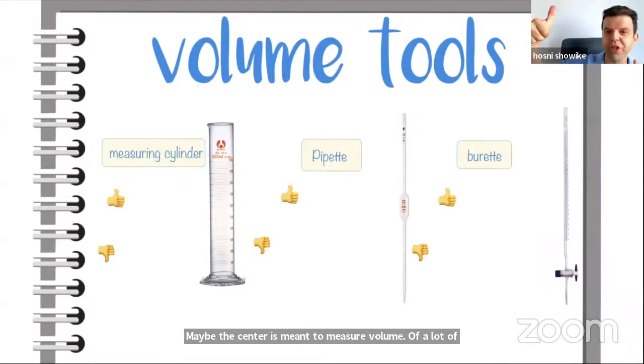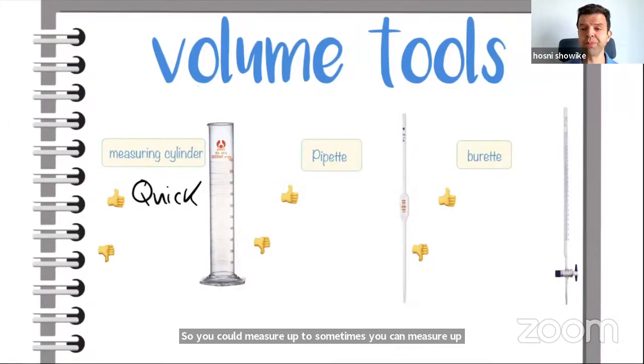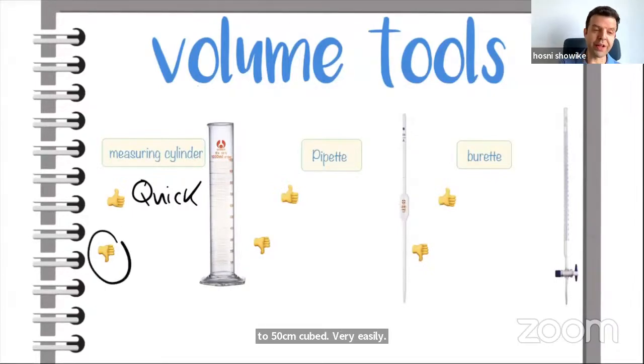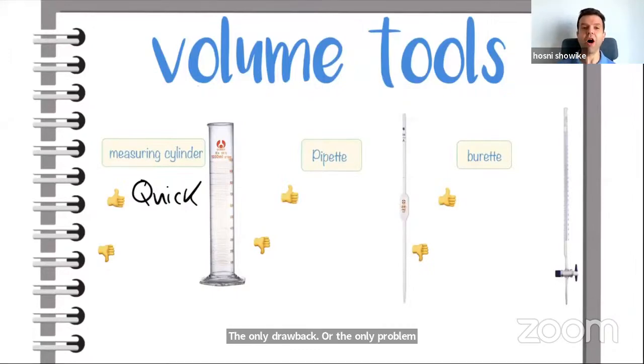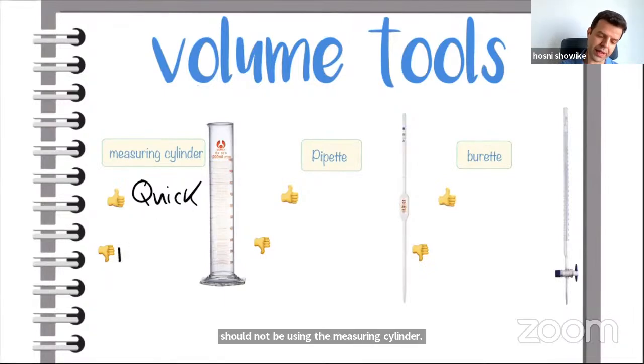The good thing about the measuring cylinder is that you can measure a lot of volume, and it's quick. Sometimes you can measure up to 50 centimeter cubed very easily. The only drawback is that they are not accurate. The measurement is rough, or what we usually call an approximate measurement of volume. If someone asks you to measure 50 centimeter cubed accurately, you should not be using the measuring cylinder. So the problem here, I'm going to write that it's not accurate.